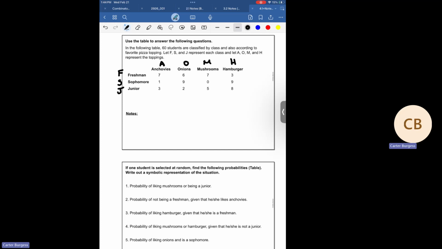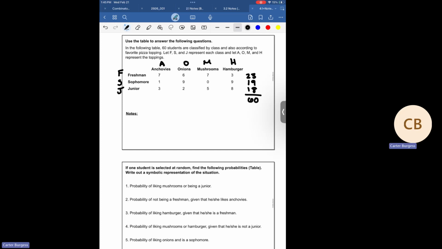So for instance, figuring out the probability of liking mushrooms. Actually, getting ahead of myself here, let's fill out the totals that we see here. So for instance, how many freshmen do we have overall? 23. How many sophomores do we have? And then how many juniors? 18, for a total of 60.